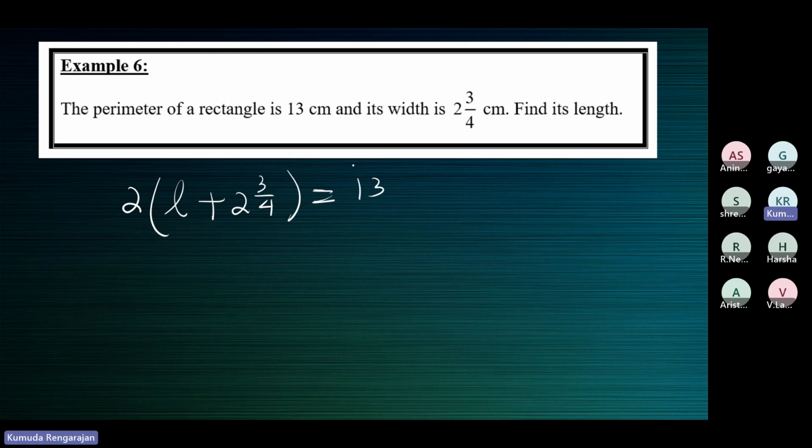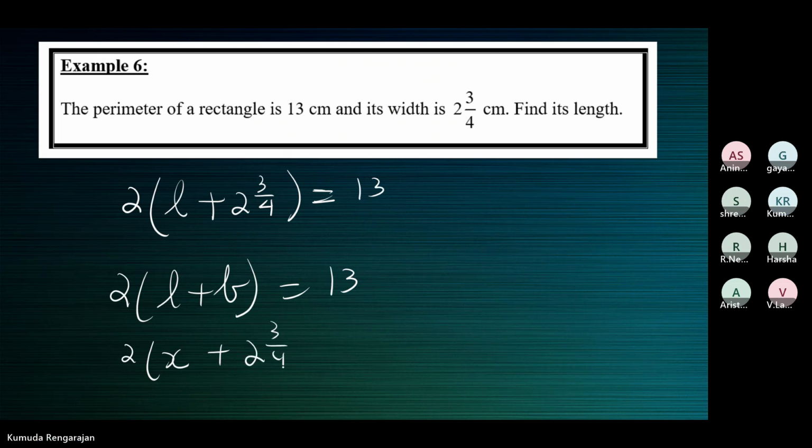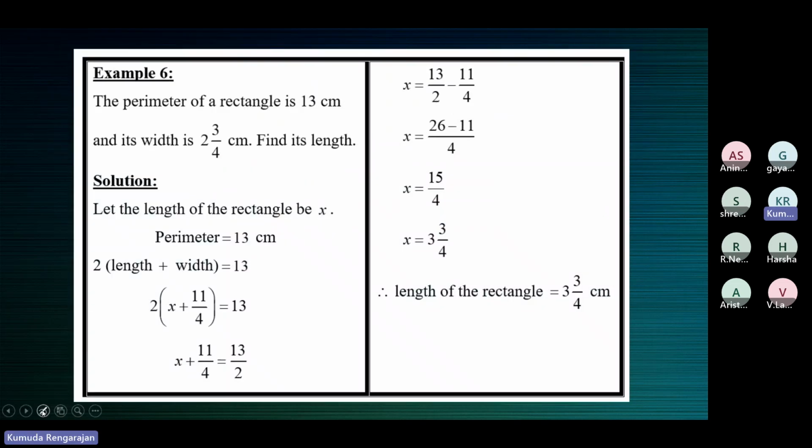So now for this information, we need to use the formula because it's about the perimeter of a rectangle. We know that 2 into L plus B is the perimeter, which is 13, which is given here. So 2 into, you can even call the length of the rectangle as X, X plus what is the breadth? 2 3 by 4 is equal to 13. So this is the equation. You need to solve this equation and find the value of X.